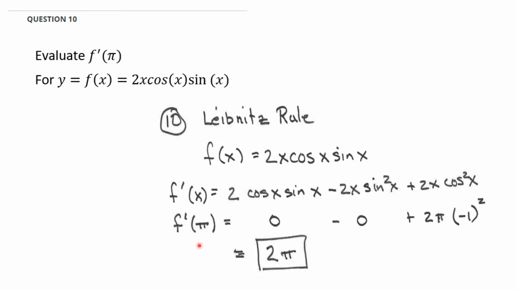But now we're plugging in pi. Well, the sine of pi is always going to be 0, so that makes these first two terms 0. And the cosine of pi is -1, but you're squaring it, making that into a 1. So this is 2 pi times 1 is 2 pi.